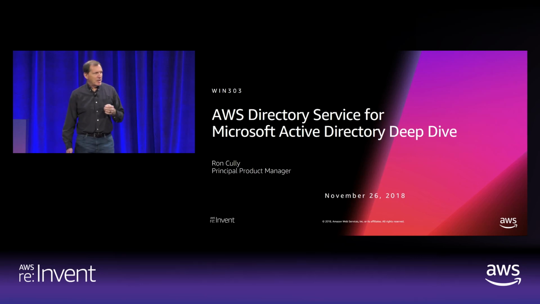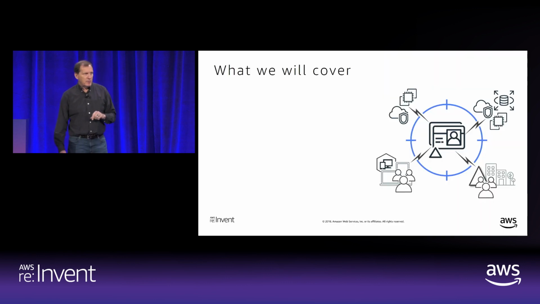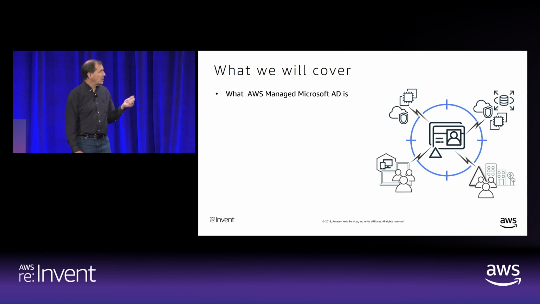Okay, my name is Ron Cully. I'm Principal Product Manager at AWS, and I cover all the directory service topics. We're going to be doing a deep dive on managed AD. And today what we're going to talk about is first a little bit about what the product is.